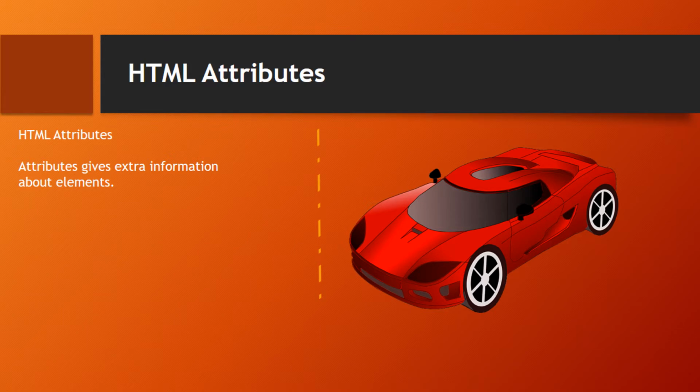Now let's discuss what HTML attributes are. HTML attributes give some extra information about elements. For example, suppose this is a car. What are the attributes of this car? Attributes are things that define this car. For example, what is the color of this car? What is the model of this car? What is the seating capacity? What is the mileage? These are the attributes of this car.